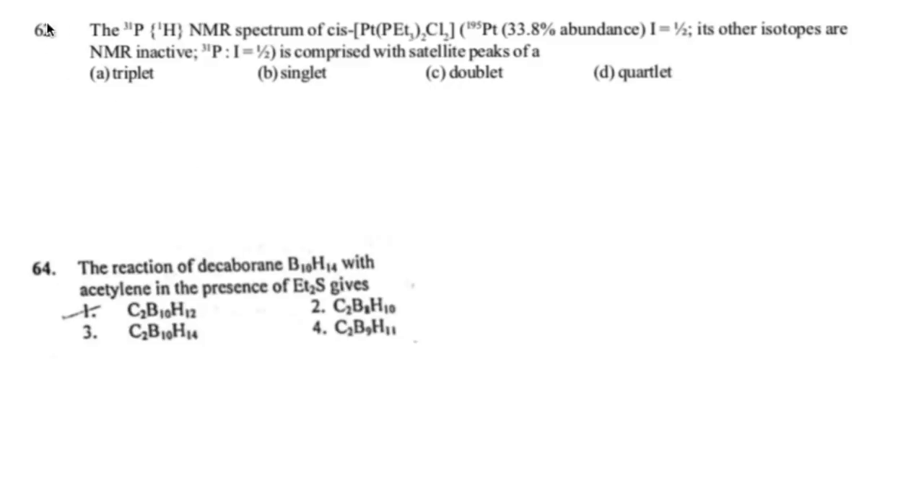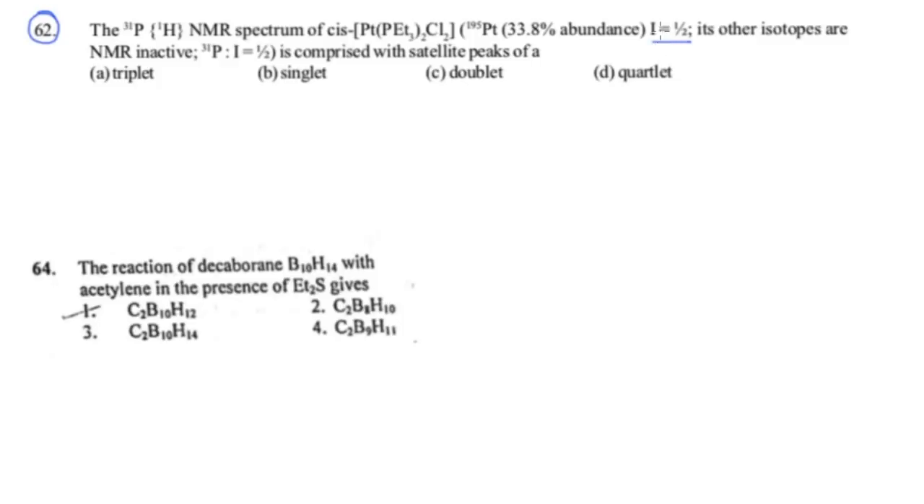Okay, so we'll talk about this particular question over here. It says that the 31P NMR spectrum of cis-platinum PEt3 twice Cl2, where this platinum is given as the isotope of platinum, that is 195. It has 33.8% abundance and an I value of half, and its other isotopes are given to be NMR inactive. Okay, so now it comprised with satellite peaks of.